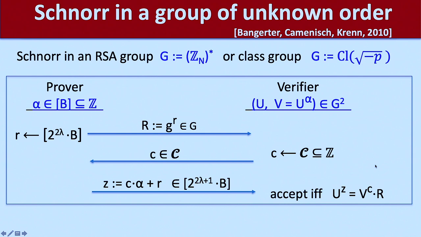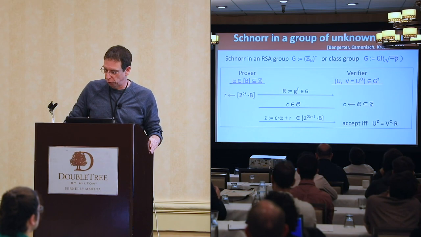It requires a statistical argument, but it's not a very difficult statistical argument, and you can say this is zero knowledge. Fantastic. So we have our Schnorr protocol in groups of unknown order.